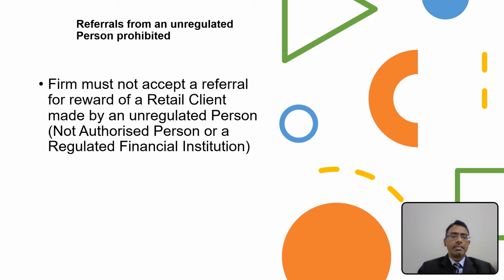And also, if a firm is being referred by a person who wants to invest, such reference should not be through an unregulated person or an unregulated financial institution, because the regulated person and the regulated financial institution are aware of the risk involved, and they will be giving the necessary warnings and disclosures. So this criteria has been put into effect.